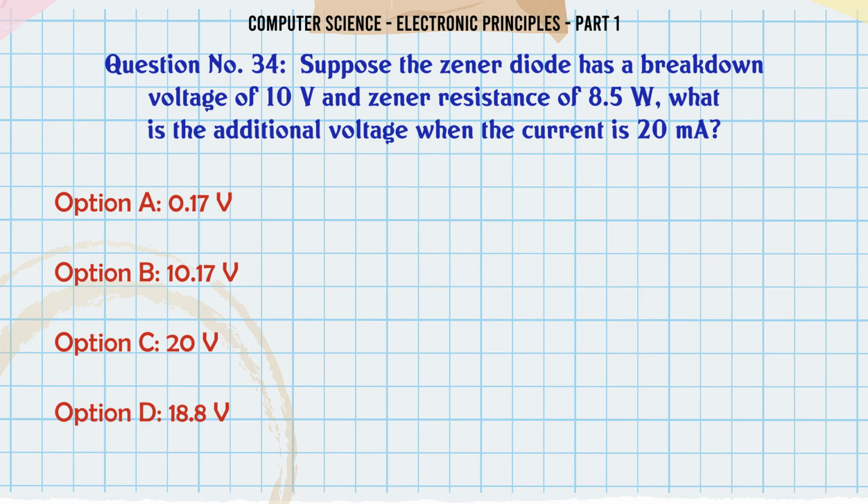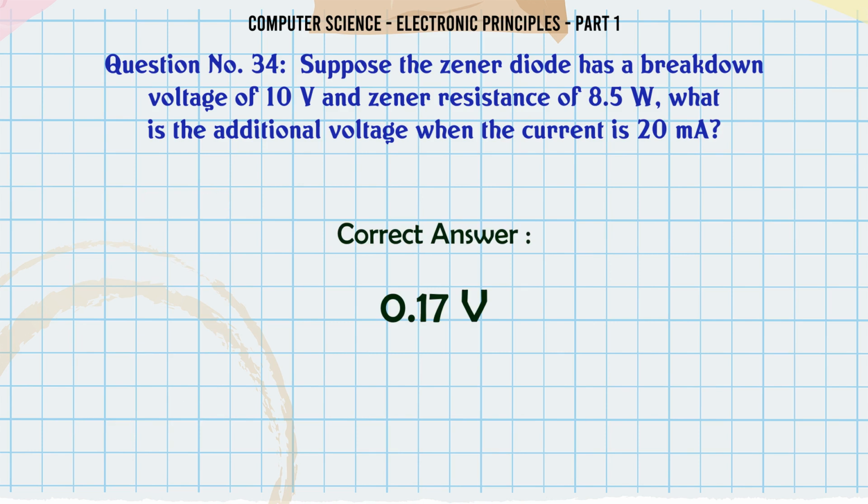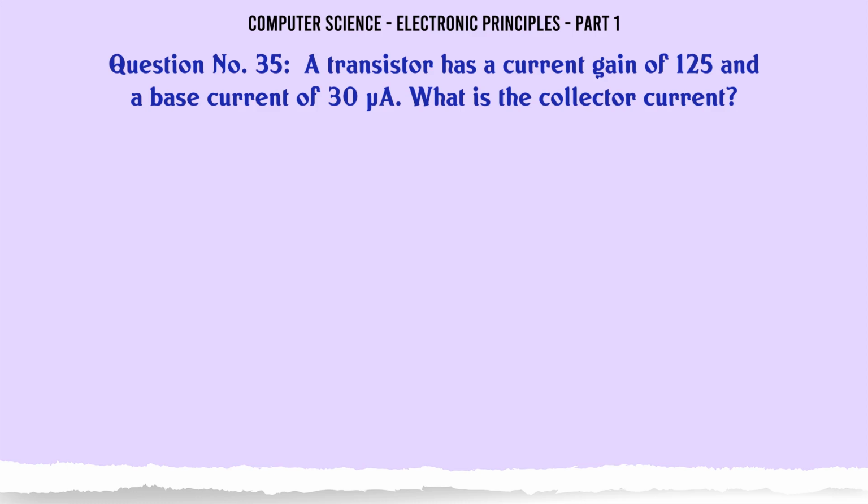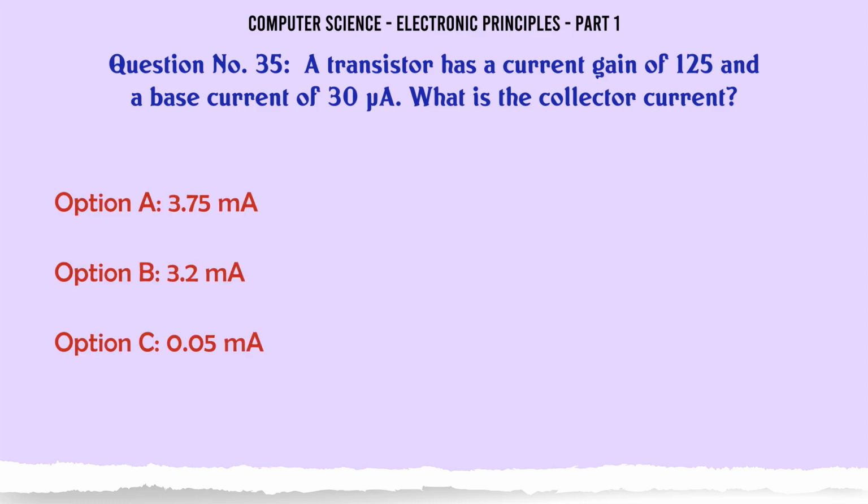What is the additional voltage when the current is 20 mA? A. 0.17 V. B. 10.17 V. C. 20 V. D. 18.8 V. The correct answer is 0.17 V.